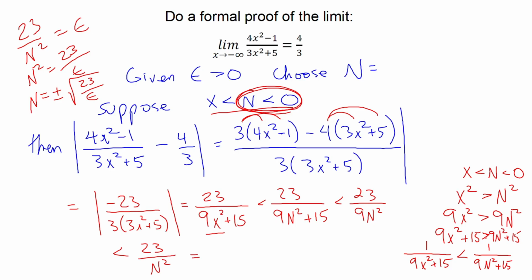So this is equal to 23 over n squared, which is negative root 23 over epsilon squared, which just equals epsilon. So our choice for n is just going to be negative square root of 23 over epsilon. And again, we're making that choice because we know that n must be less than 0.